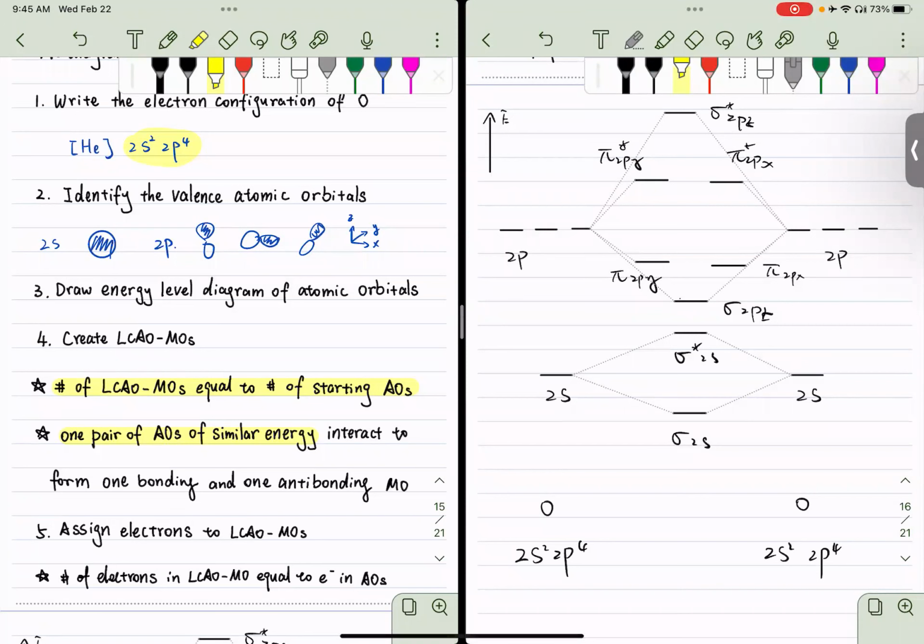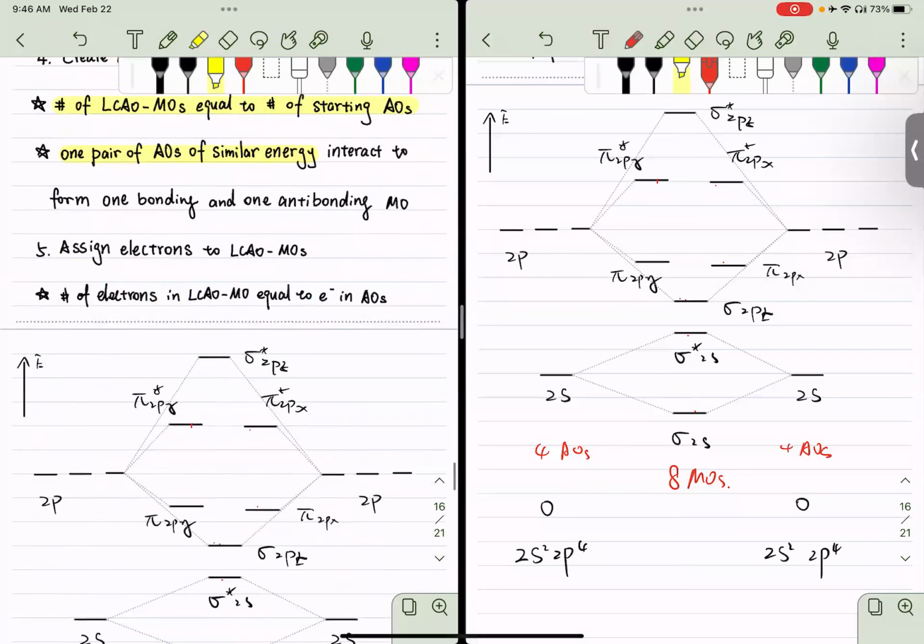As a sanity check, you want to see how many atomic orbitals we start with. We start with 4 atomic orbitals on each side, and we end up with 1, 2, 3, 4, 5, 6, 7, 8 molecular orbitals. So the total number of orbitals must add up.